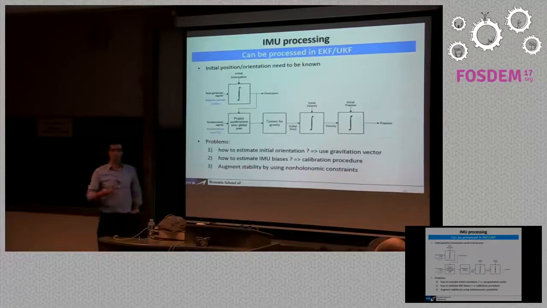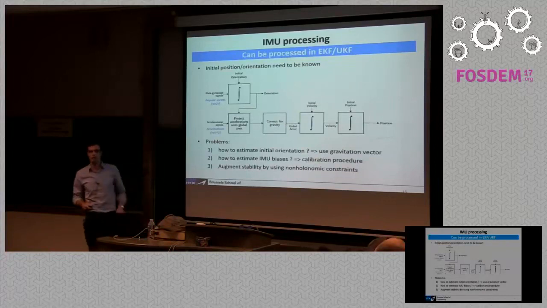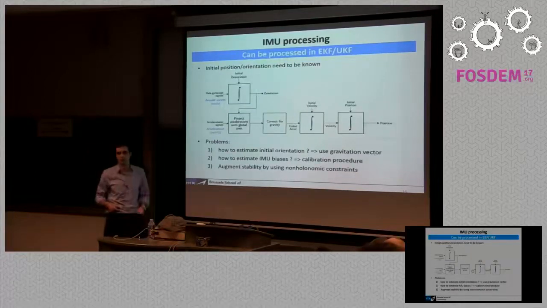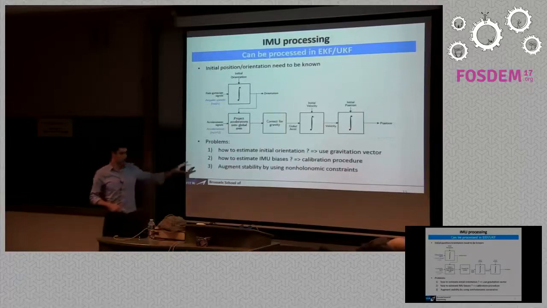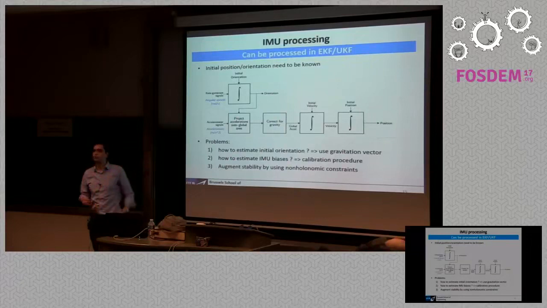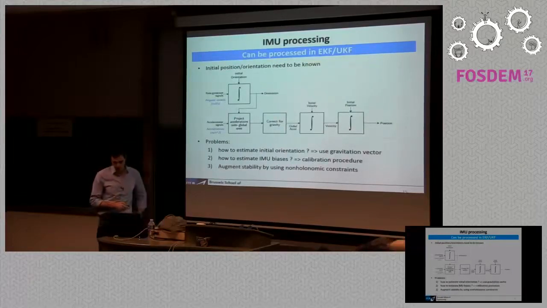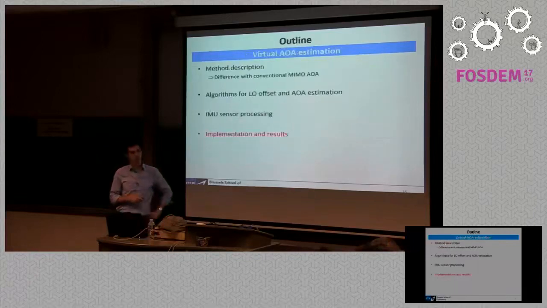So obviously you need to go through some calibration procedure. If you have a very good IMU, you can do this calibration once every 6 months. If you have a very bad one, you need to do it pretty much every time you turn it on. And then there are some kinds of tricks from the control community to increase stability of these IMU measurements. I'm not going to go into details here.